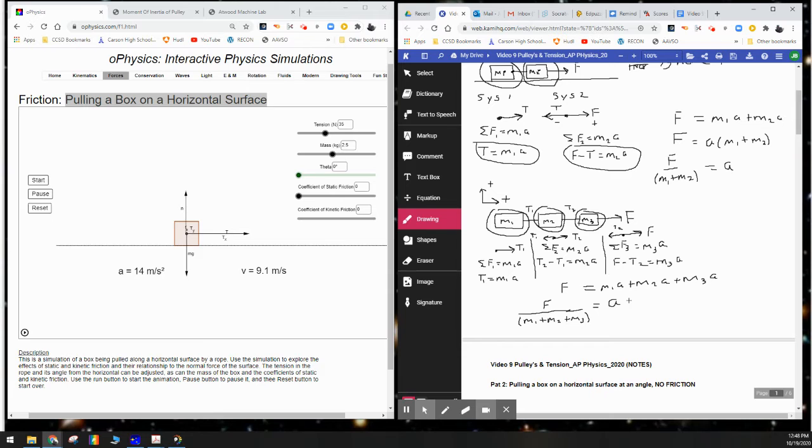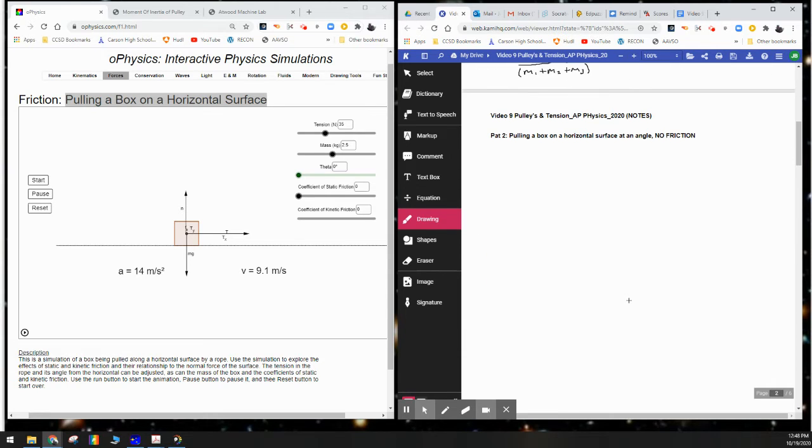All right. So let's scroll down here, and let's take a look at part two: pulling a box on a horizontal surface at an angle. So here we have, let's reset this here. And this time I want the mass to be the same. Let's make theta 30 degrees. Why not? 30 degrees. All right. So we're going to be pulling it at this angle here.